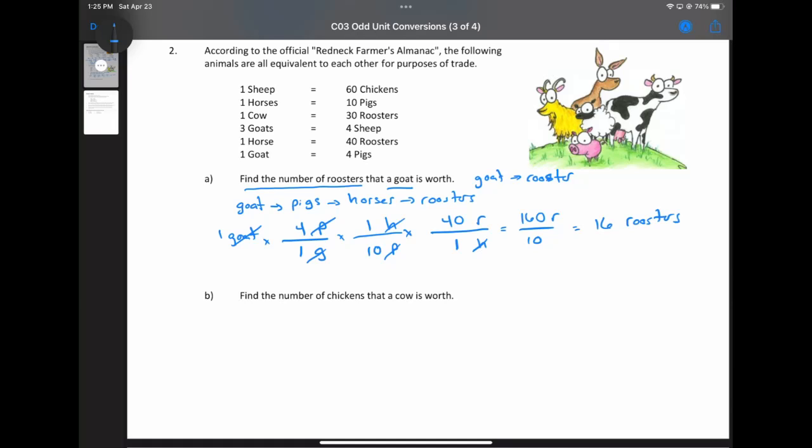Now, I don't know if that makes real sense in real life, but that's according to the list we were given, 1 goat is equal to 16 roosters. So that would be considered a fair trade.